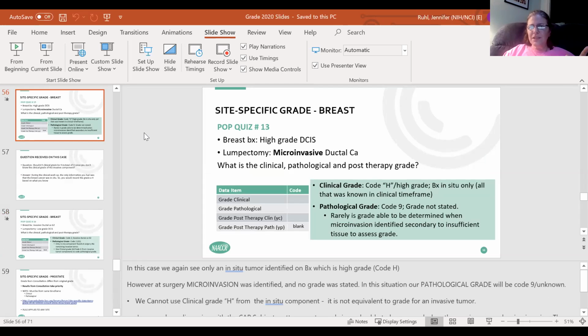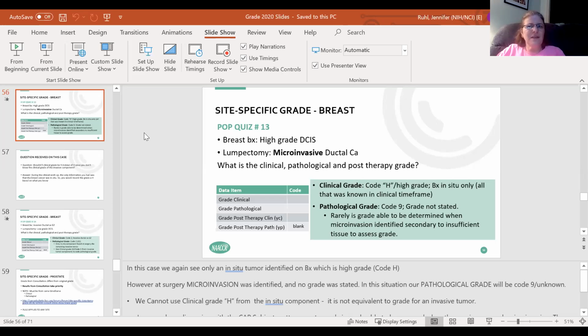Okay, I got the 13. Now could you repeat the question? Using Pop Quiz 13, we're using a clinical grade of H for high-grade DCIS. And for other primary sites, do we use H for high-grade in situ like anal cancer, high-grade dysplasia, AIN3? We code 9. You would code 9 in those circumstances.